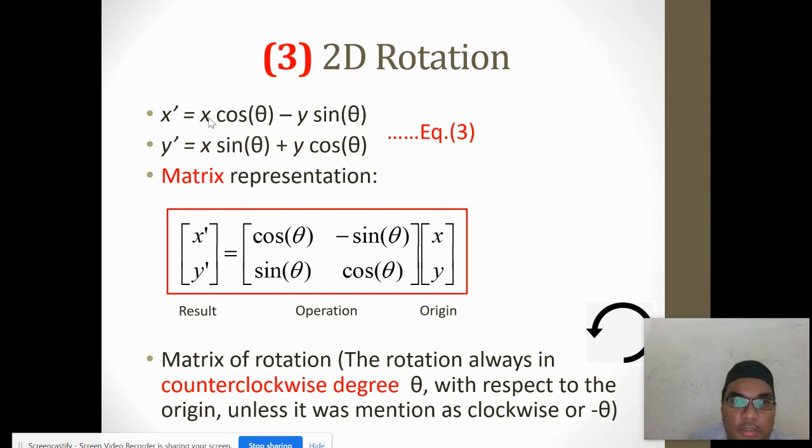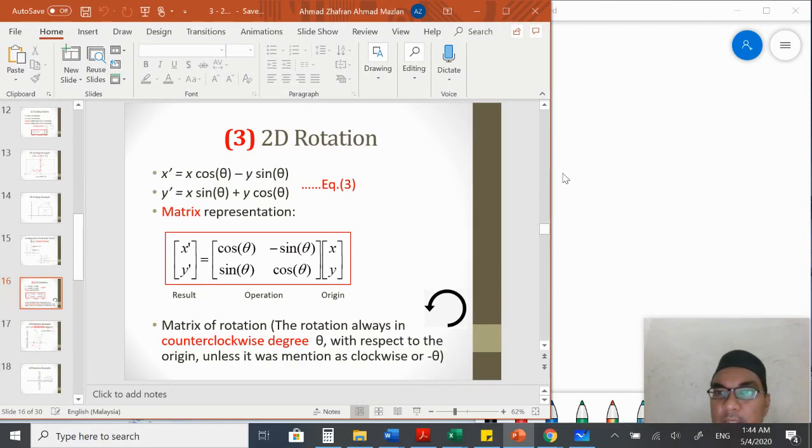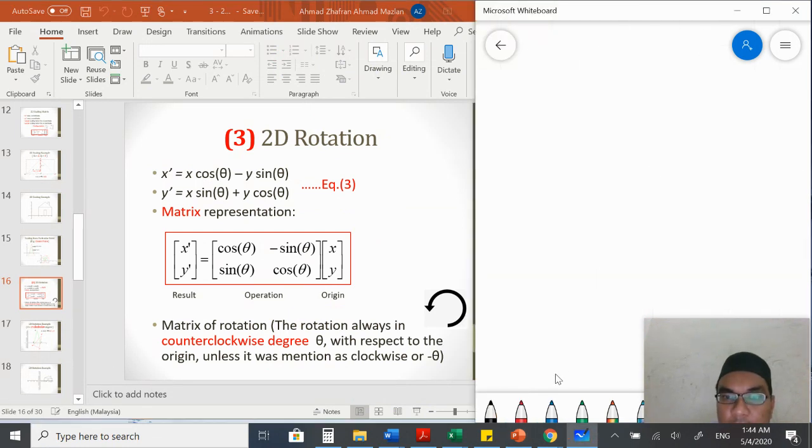So for this, you must consider both, because it has become rotational, so it involves both x and y to exist. For each value, the resulting x value is contributed by both the x and y coordinates. The matrix of rotation, the rotation is always in the counterclockwise direction. That is the thing that you have learned before in your mathematics.